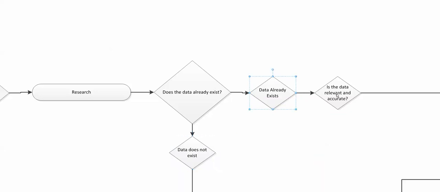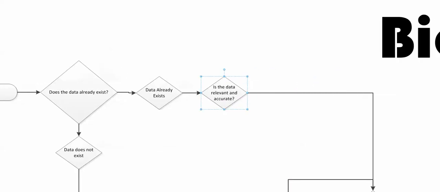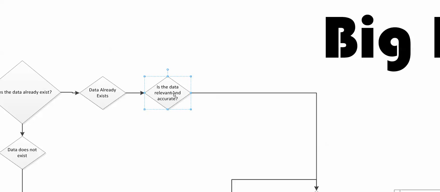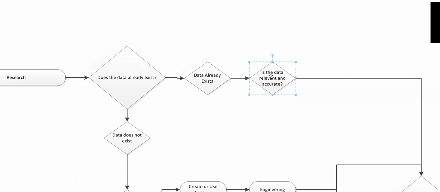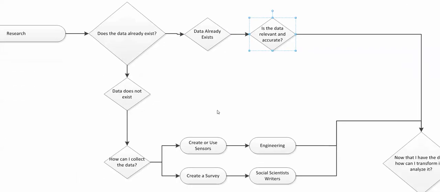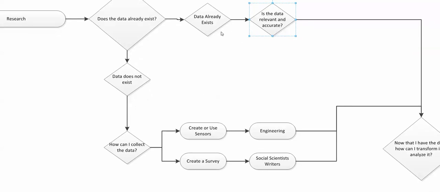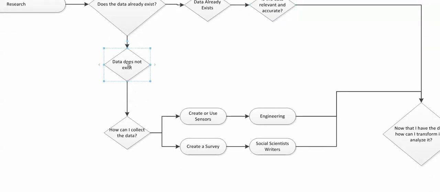So if the data already exists, having the students ask quality questions. Is the data relevant? Is the data accurate? So they got their hands on a bunch of data, but is it relevant and how much of it is accurate? I mean, those are strong questions. And if the data doesn't exist, how can I collect the data? So now we get into creating sensors or using and finding existing sensors and creating surveys and administering surveys. And again, these are engineers, these are writers and social scientists.